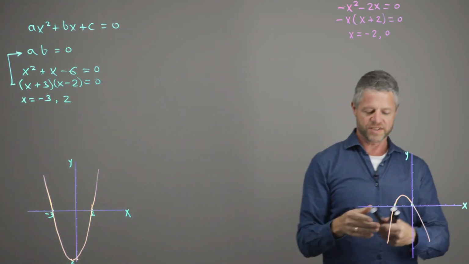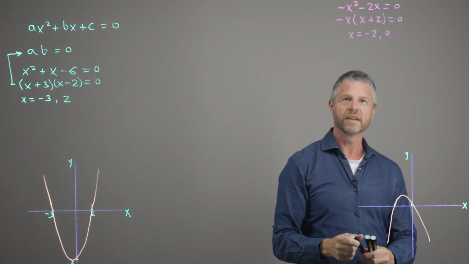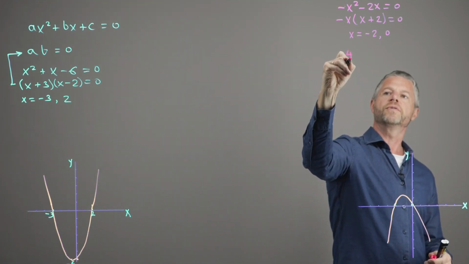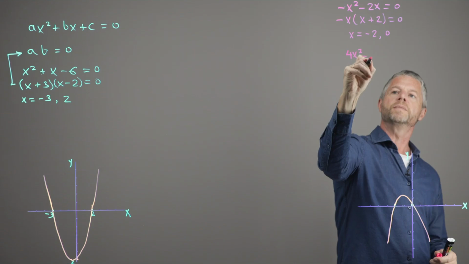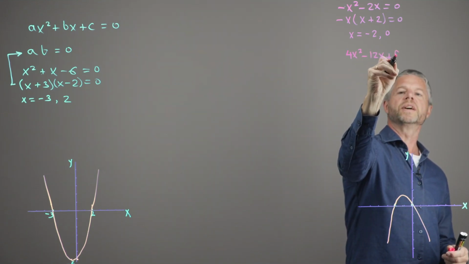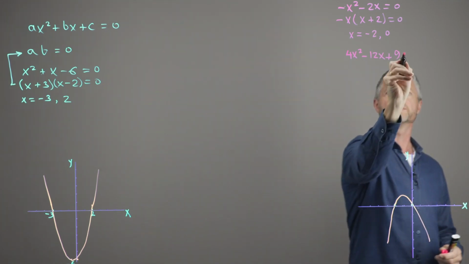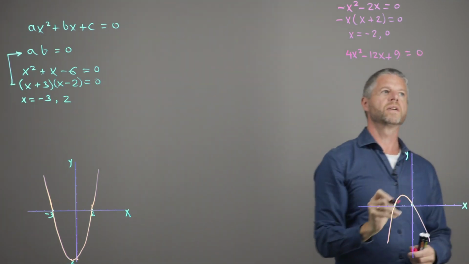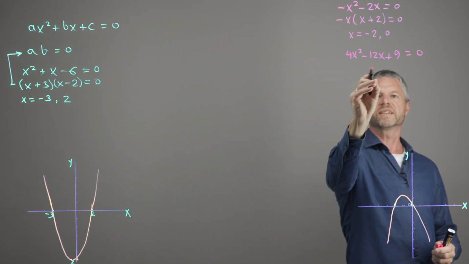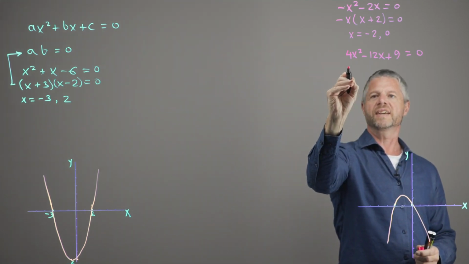So that's this first example on this side. Second example on this side, let's do 4x squared minus 12x plus 9 equals 0. Okay, so let's see if I can factor this thing.